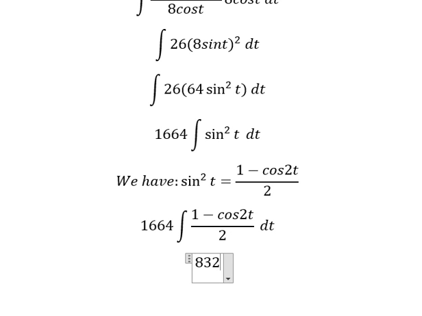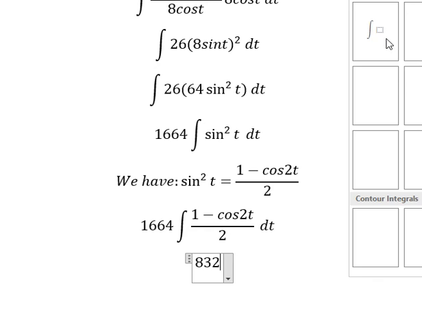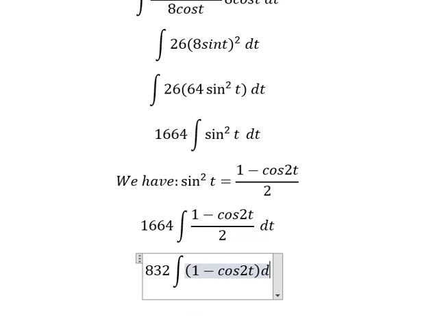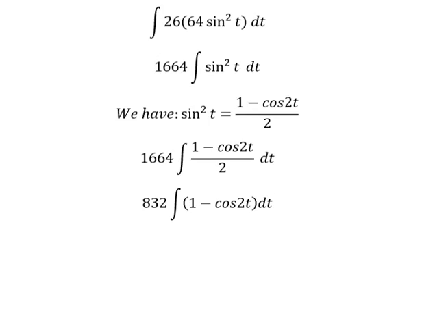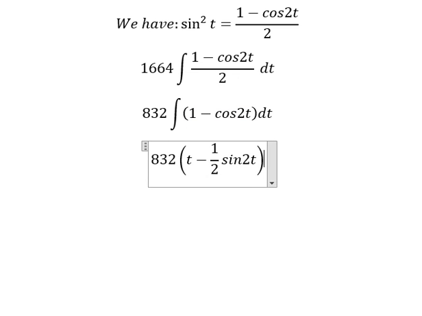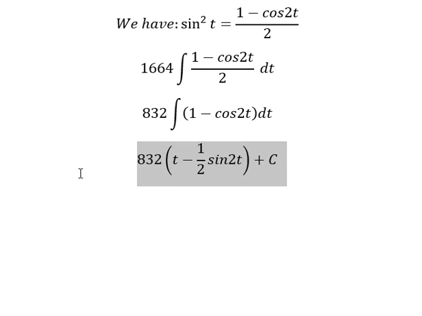And we have the integration of 1 minus cosine 2t dt. And now we have the final answer. The integration of number 1, we have t. The integration of cosine 2t, we have 1 over 2 sine 2t. And I will put c in here.